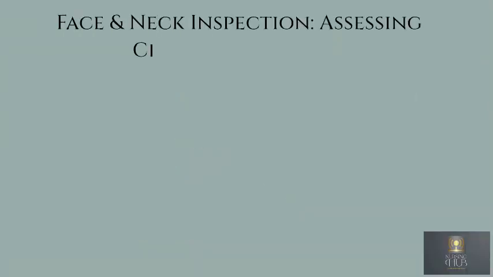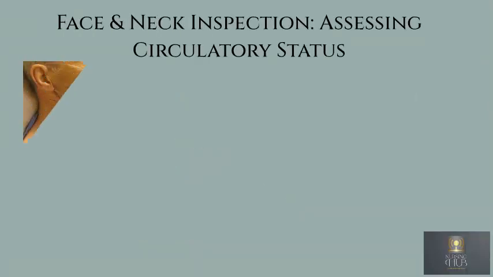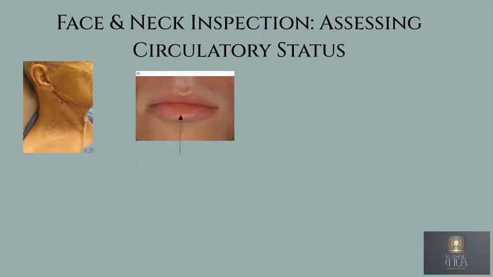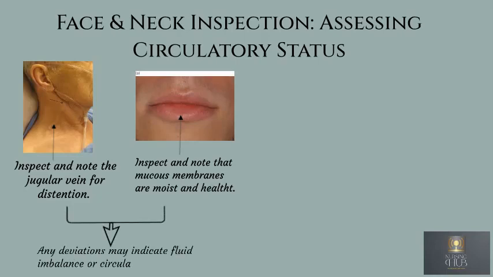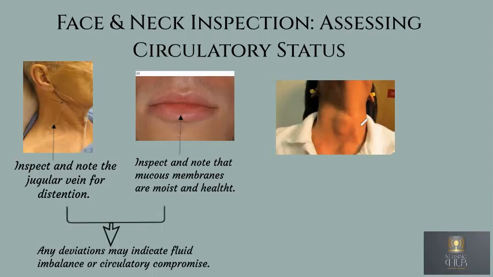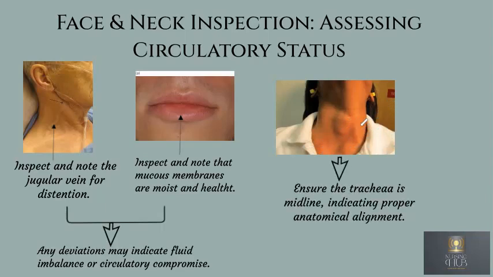In continuing our examination, we inspect the neck and face region. Inspect and note that mucous membranes are moist and the jugular vein isn't distended. Any deviations may indicate fluid imbalance or circulatory compromise. Ensure the trachea is midline, indicating proper anatomical alignment.